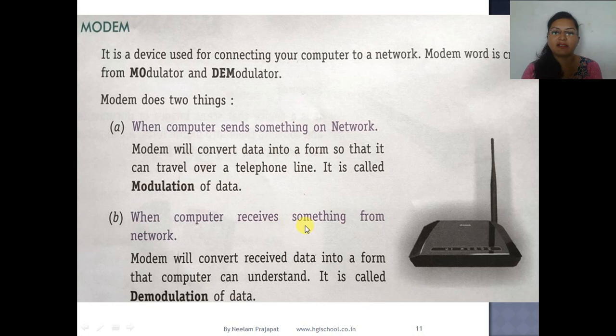Now, when the computer receives something from the network, the modem converts the received data into a form that the computer can understand. If your friend is sending you a message, the signals coming on the telephone lines are analog, and the modem will convert the analog signal into the digital signal that the computer can understand. Then you will be able to see those digital signals on the computer and read the message.